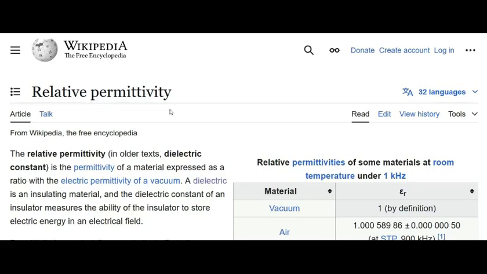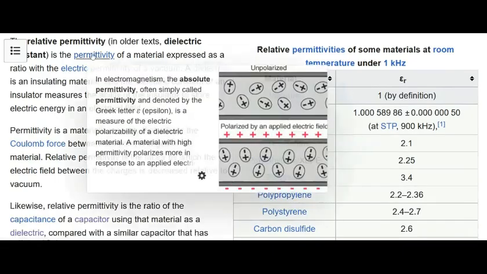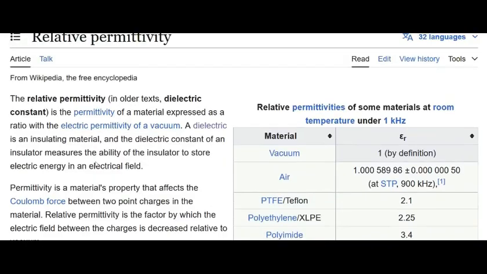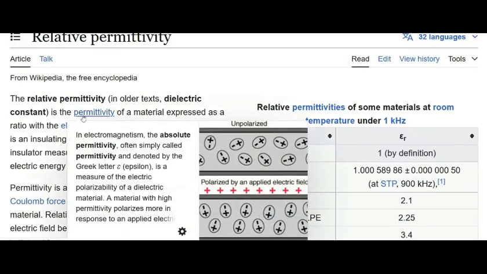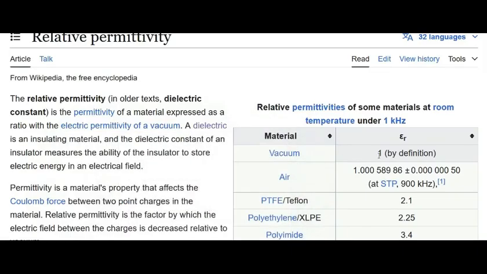Let's spend a little more time on this just because it is important. So relative permittivity, I guess they're trying to get rid of dielectric constant. I like dielectric constant. And as we just said, it's the ratio of the permittivity compared to that in a vacuum. So the vacuum, it's 1 by definition. Air is essentially 1, and here's the first one. Teflon is 2.1. So why am I harping on that?